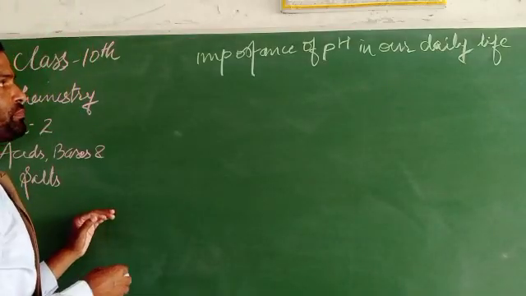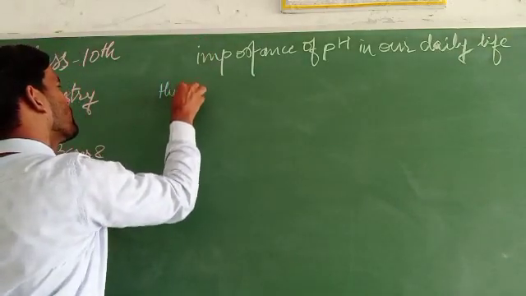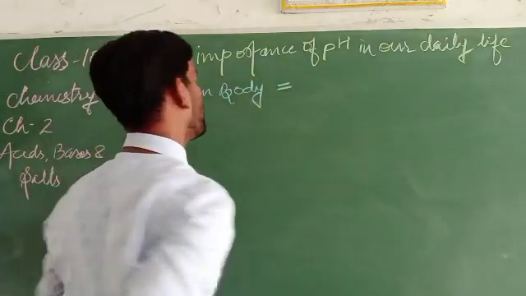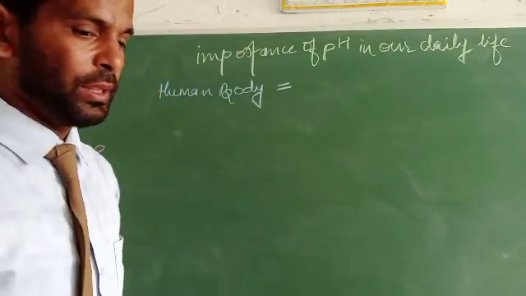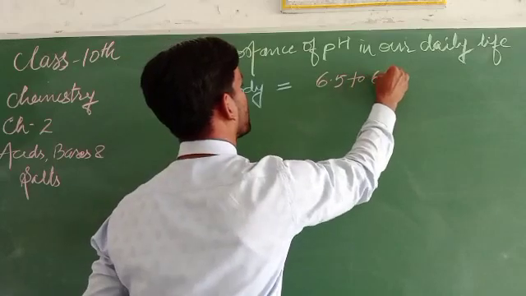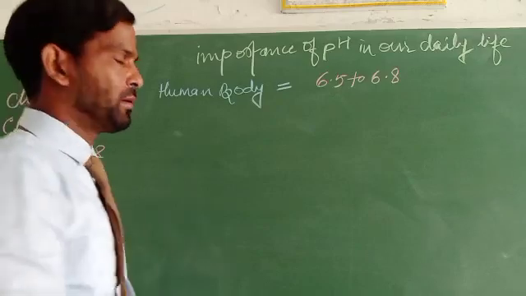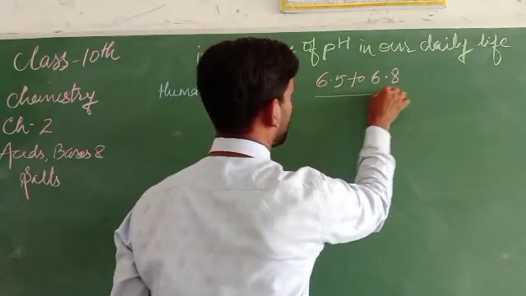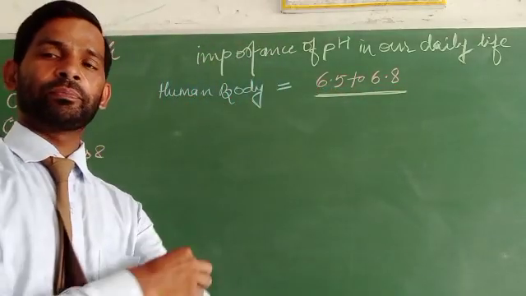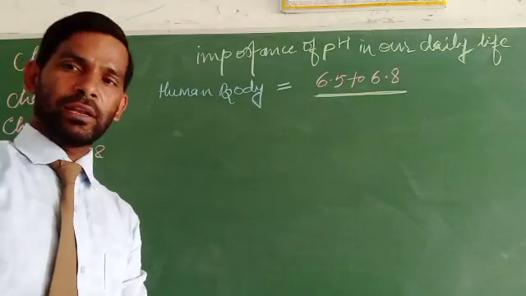So we can say, in case of our human body, the pH range is 6.5 to 6.8. That means these pH values indicate it is somewhat acidic in nature.